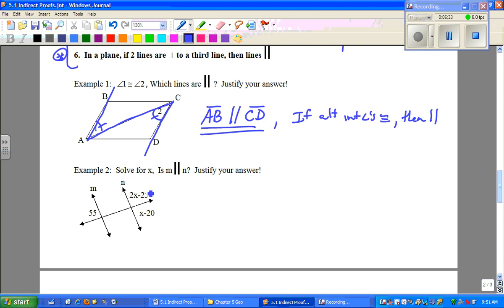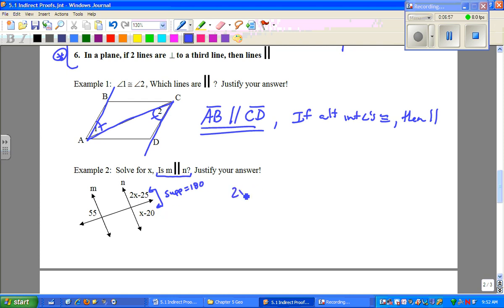Number 2, solve for x. Okay, so we have to solve for x. We want to know, is M parallel to N? So right now, we don't know if these two lines are parallel. So we can't just pick angles to be congruent or angles like that. But what we do know is that these two angles right next to each other are a linear pair, so that means they are supplementary, meaning they equal 180.